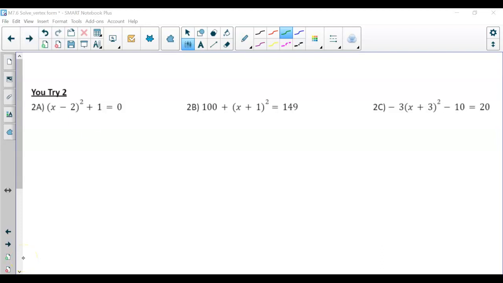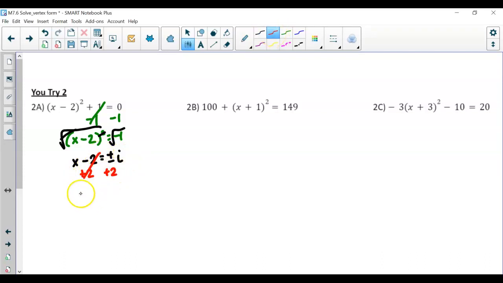And here we go. So here for the first one, you should have subtracted 1 first to isolate the parentheses. So (x minus 2) squared is equal to negative 1. Then take the square root. So here I've got x minus 2 is equal to plus or minus just i. Or you're not wrong if you put 1i. So plus or minus i. Then add 2 to both sides to solve for x. And x is equal to positive 2, so 2 plus or minus i. That is your 2 imaginary solutions.